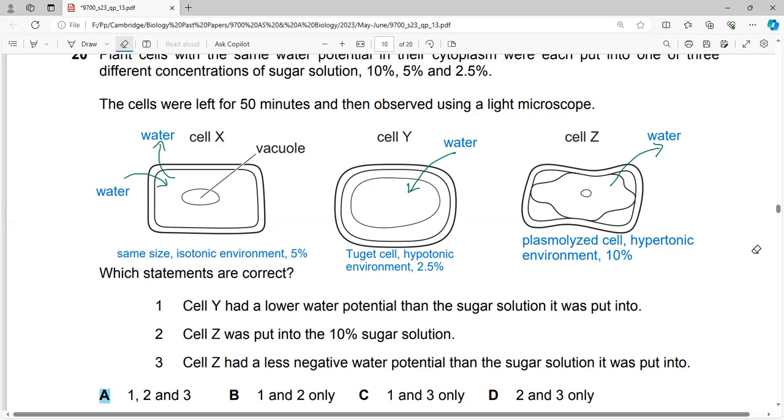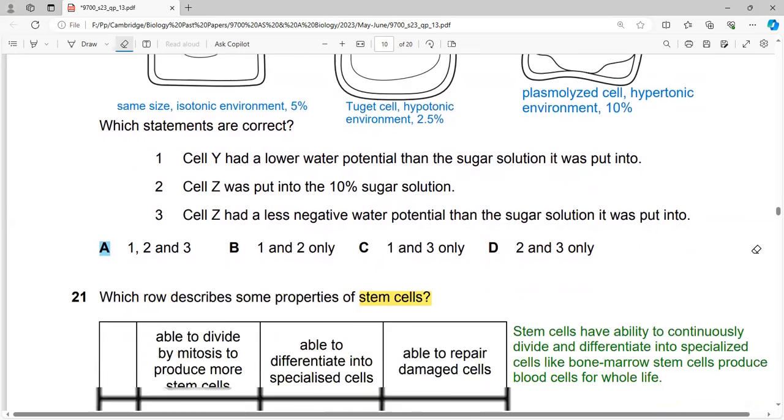So if the value of the water potential is near to 0, that is less negative. So less negative means high water potential, and more negative means low water potential. So you need to keep in mind this terminology. All these three statements are correct here. So A is our correct option for this.